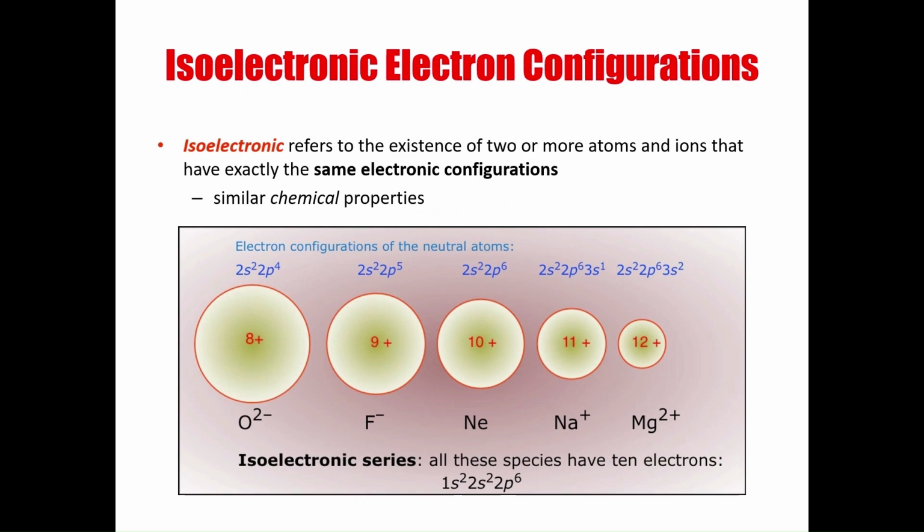Isoelectronic electron configurations. Isoelectronic refers to the existence of 2 or more atoms and ions that have the exact same electron configurations. What we've described up to this point is the loss or gain of electrons by atoms to form new electron configurations in their ionized state that are more stable than the electron configurations in their atomic state. Here what's being described is the loss or gain of electrons to form ions with new electron configurations that match an electron configuration of an atom that's stable.